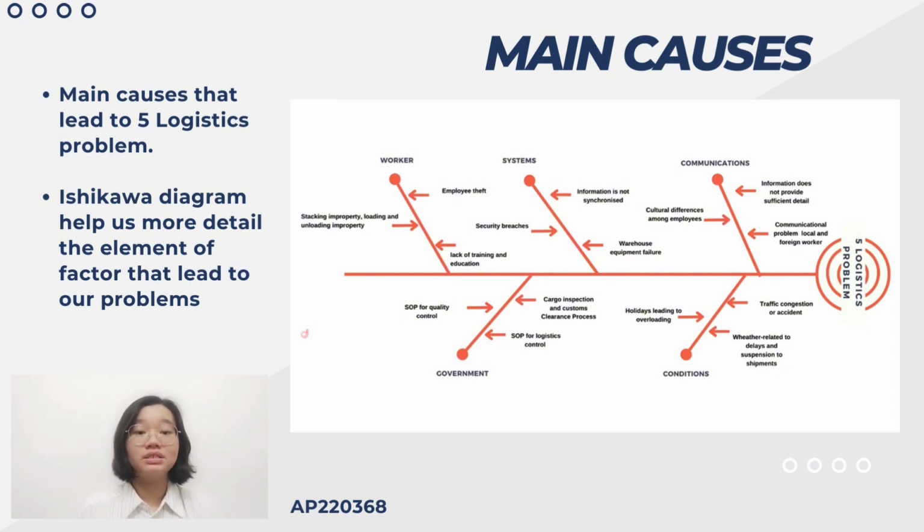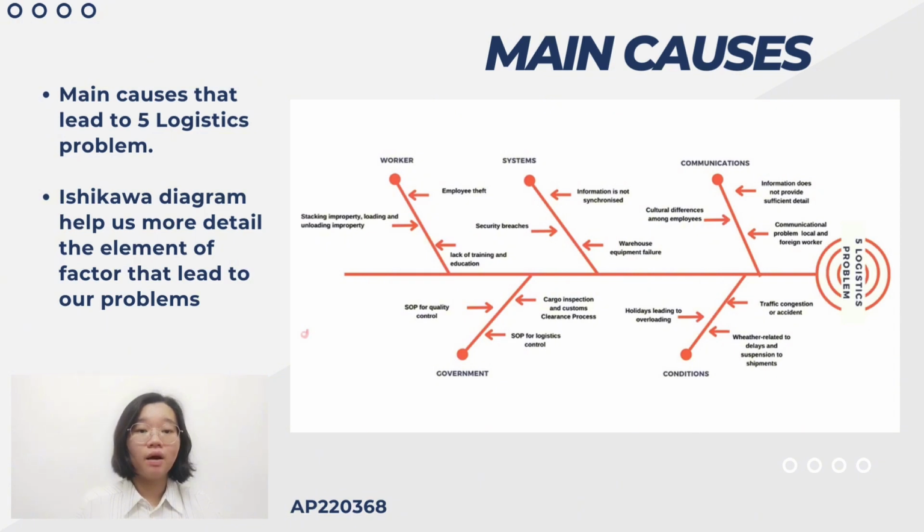Next, system. Warehouse equipment failure, security breaches, and information that is not synchronized are sources that will cause logistic problems too. Other than that, communication issues in the workplace, such as linguistic differences between local employees and foreign workers, cultural differences among employees, and information that does not provide sufficient details, will lead to logistic production problems.